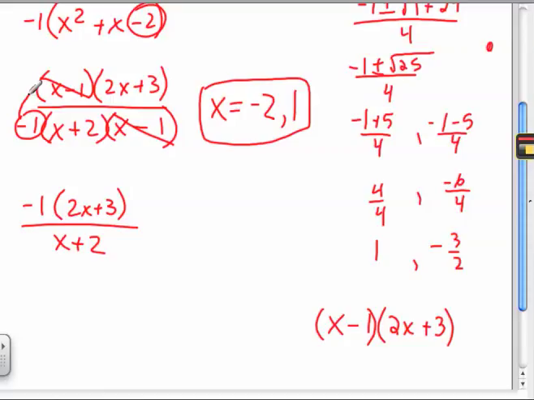Miles said I forgot to put the slash through the equals. Thank you, Miles. X cannot equal negative 2 or 1. Great job, guys.